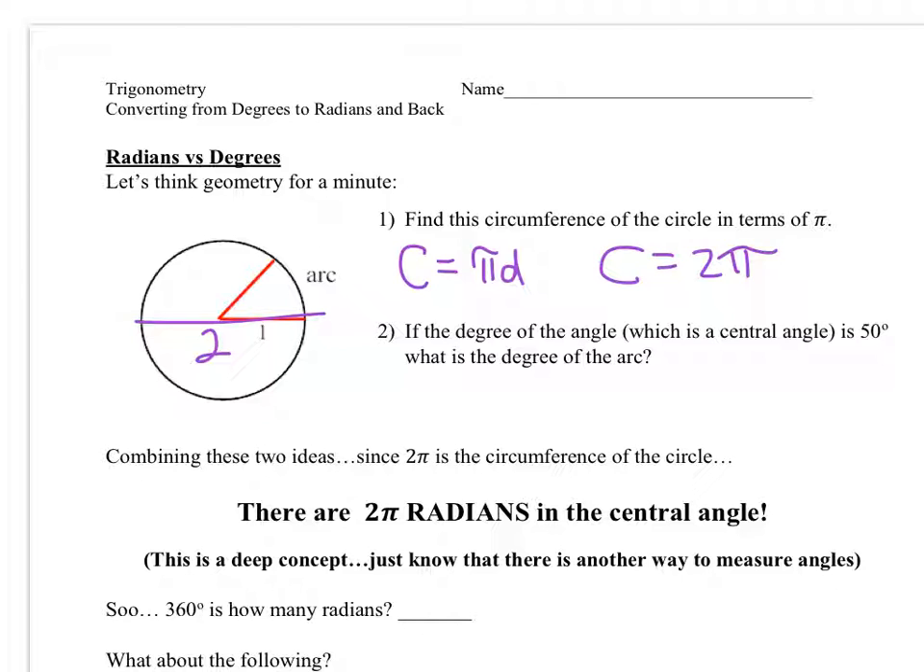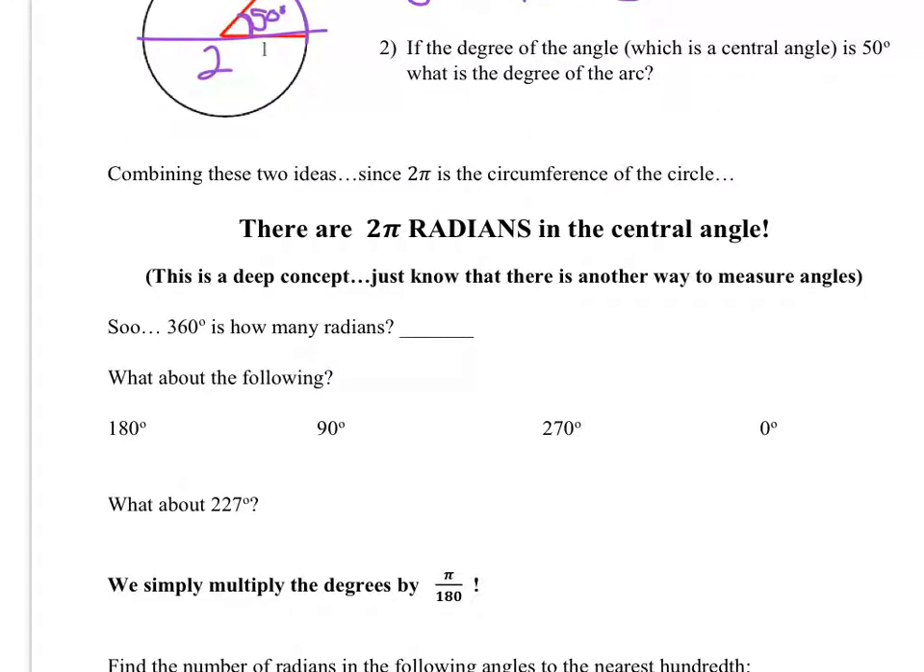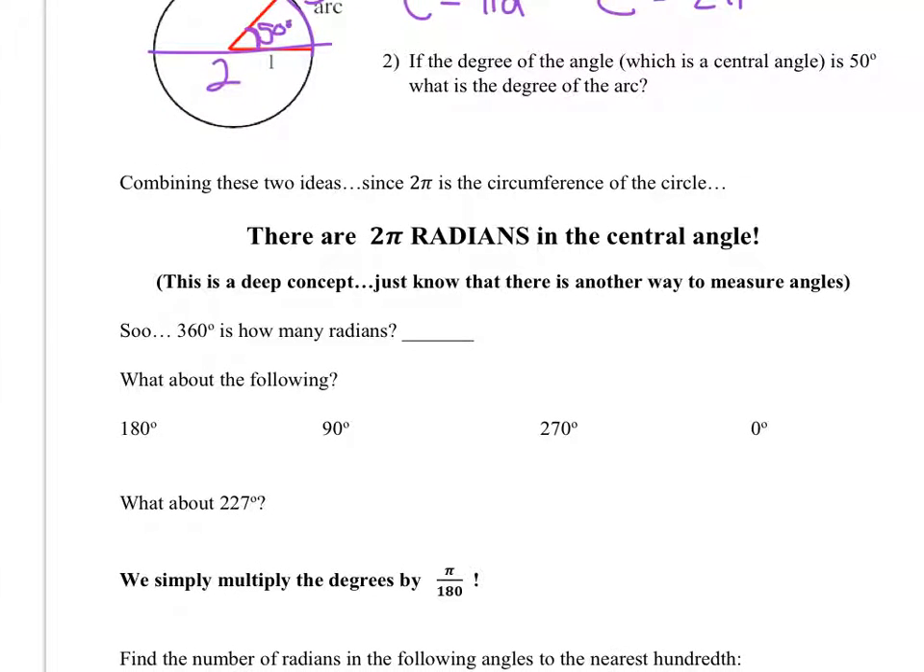If the degree of the angle, which is the central angle, is 50, so let's say this is 50 degrees. So these are two different things we're going to put together. What is the degree of the arc? And as you guys know, that's also 50 degrees. So if I tell you that the circumference of the whole circle is 2 pi, then all the angles are 2 pi. And that's what radians are. So there are 2 pi radians in a central angle. So 2 pi is your 360 degrees. So that's your full circle.